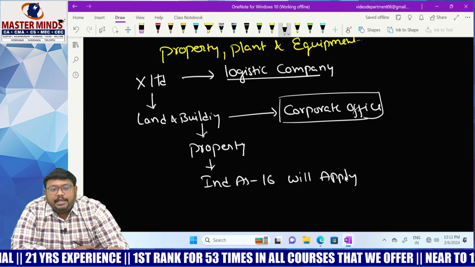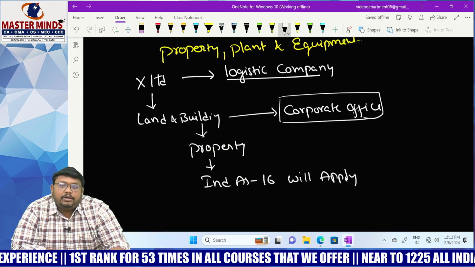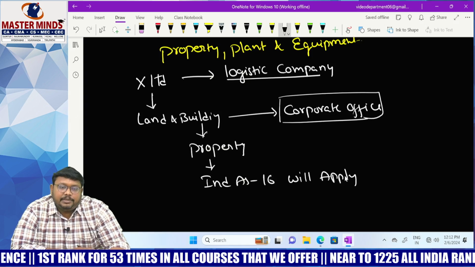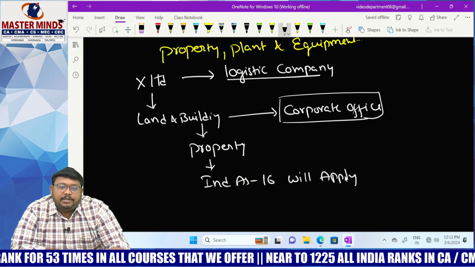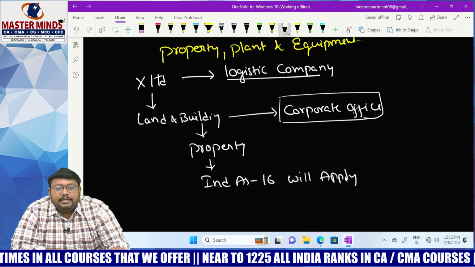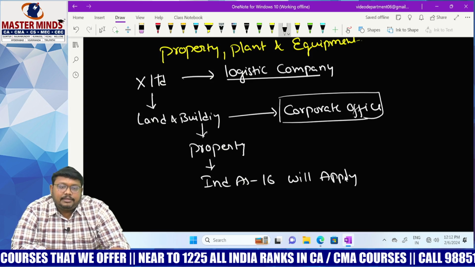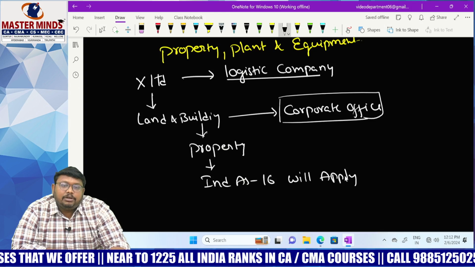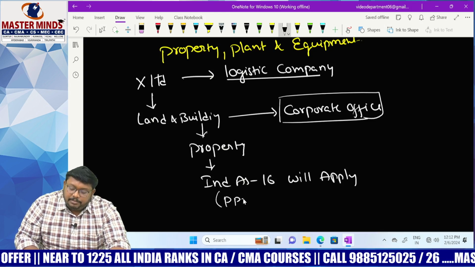Why do we have to apply it? See here, when X Limited purchased a land and building and is using it for corporate office purposes, for business purposes. For which purpose are they using it? Business purpose. If you purchase an asset for business purposes, then Ind AS 16 will apply. So there is a condition in order to say it is property, plant and equipment.